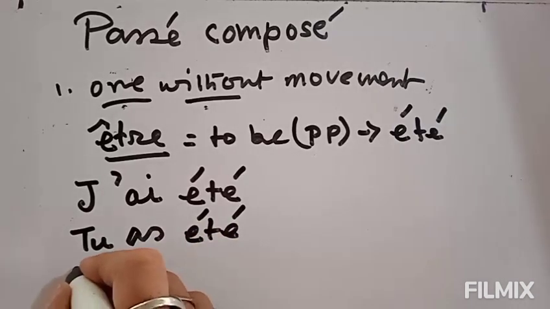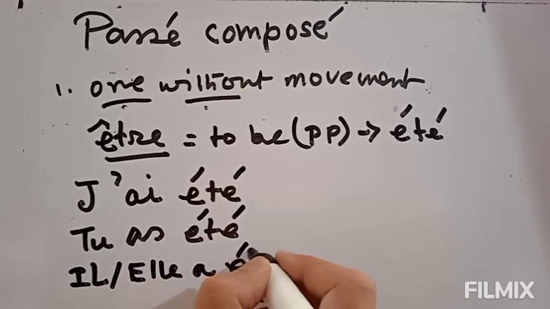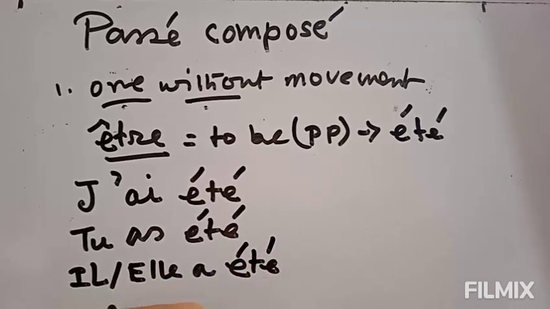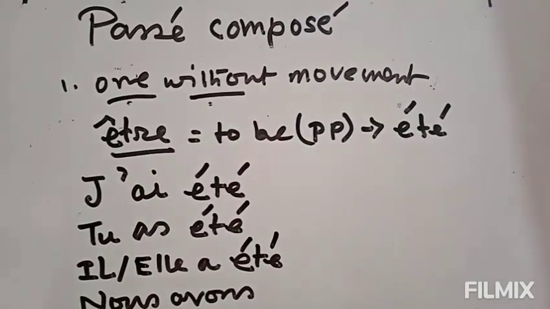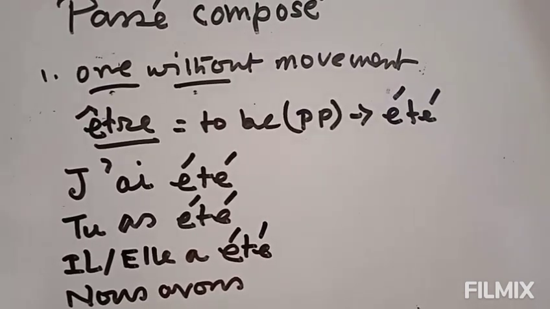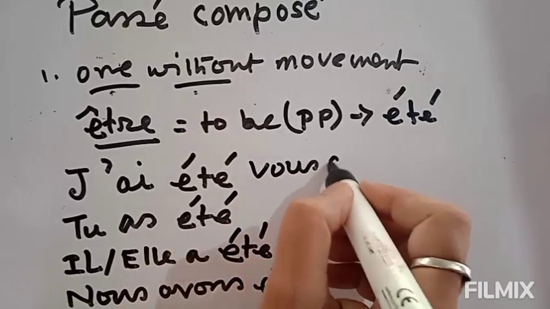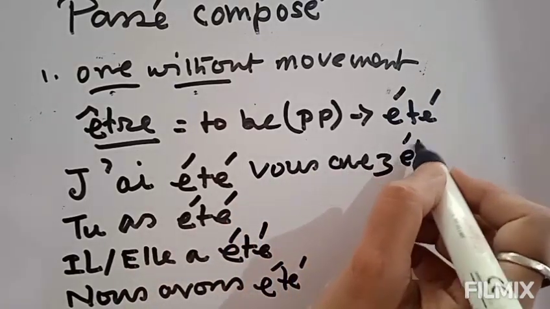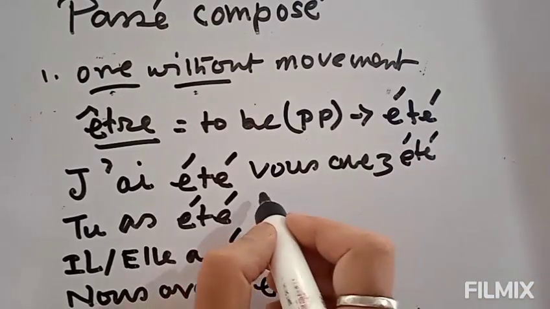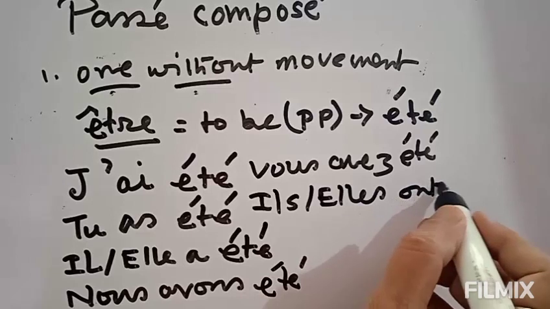The participe passé is common. Il or elle a été. I am taking the present of the avoir. Nous avons été. Vous avez été. Ils ont, elles ont été.